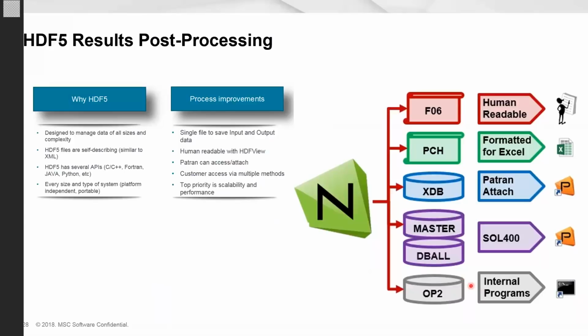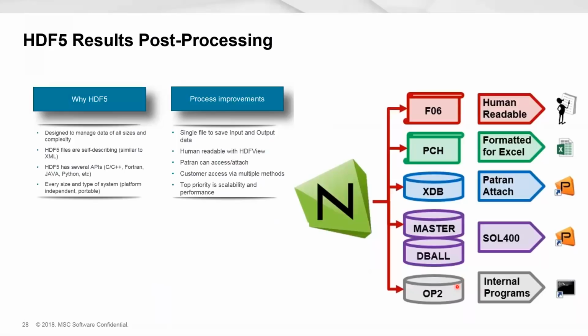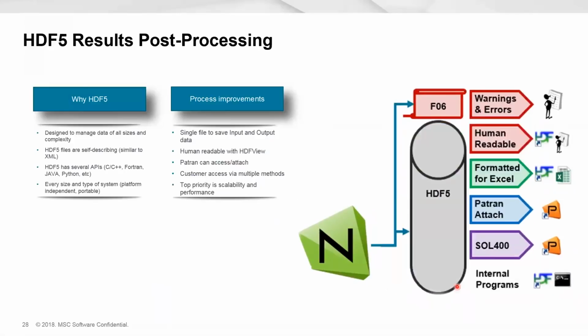So if we want to have a new result format, we need some improvements, yeah? And therefore, we wanted to have a single file to save input and output. It should be human readable, and Patran should access and attach it. And the customer should also have the capability to access the results. And the top priority is and was scalability and performance.